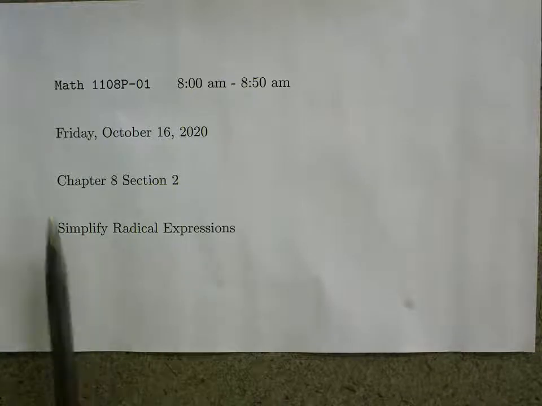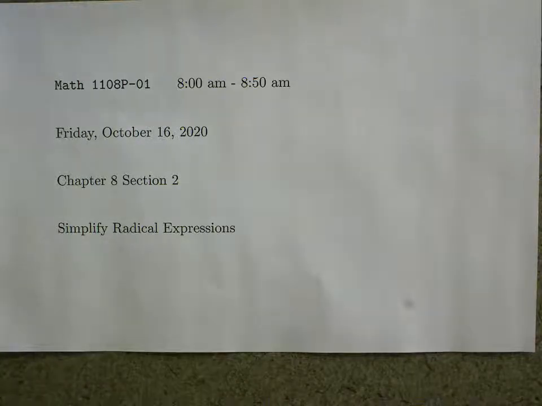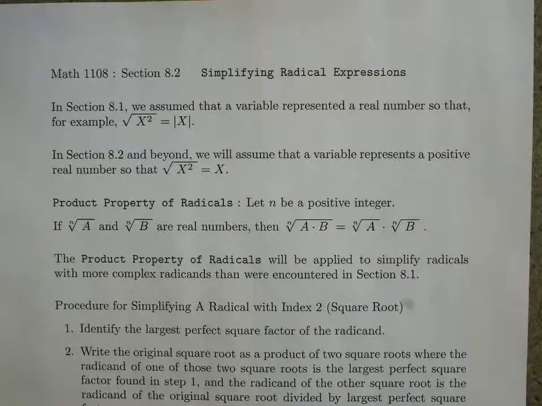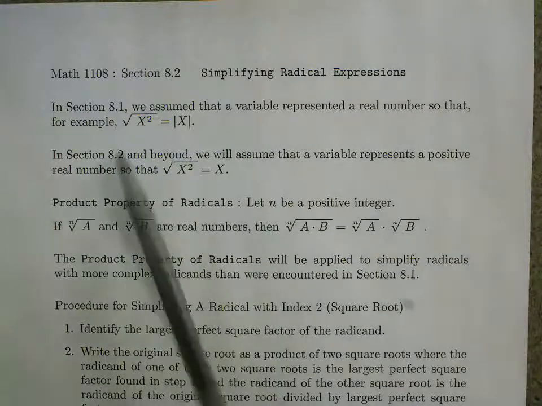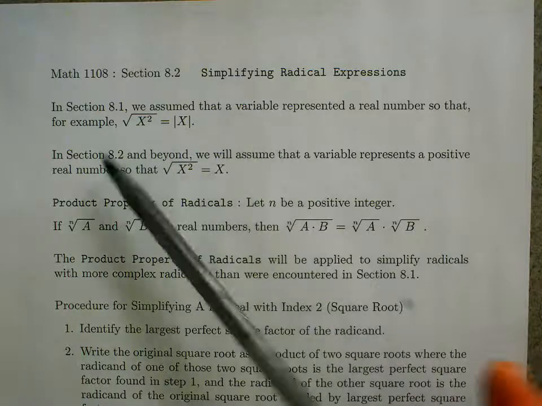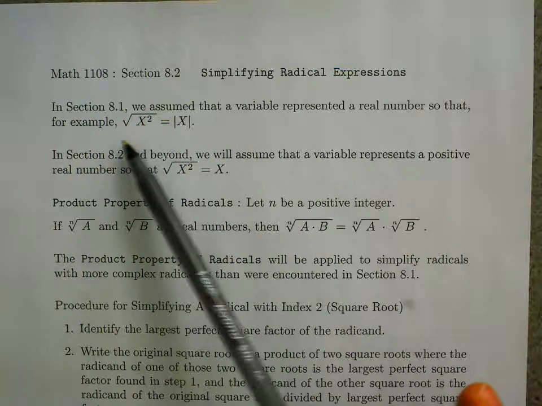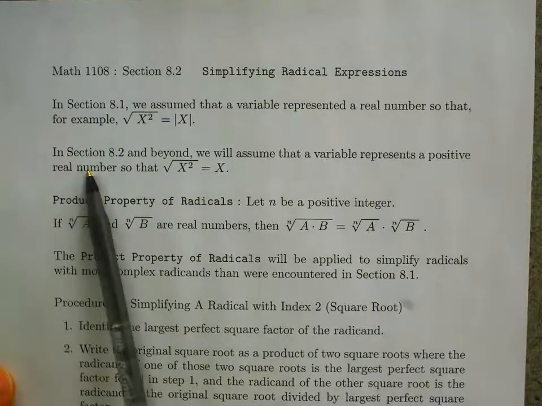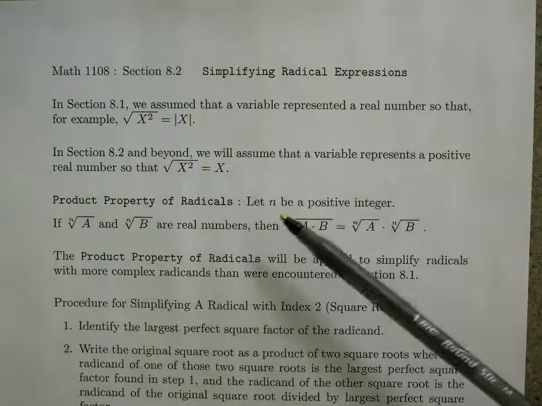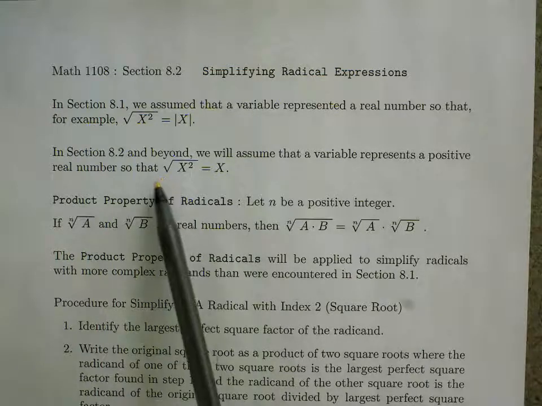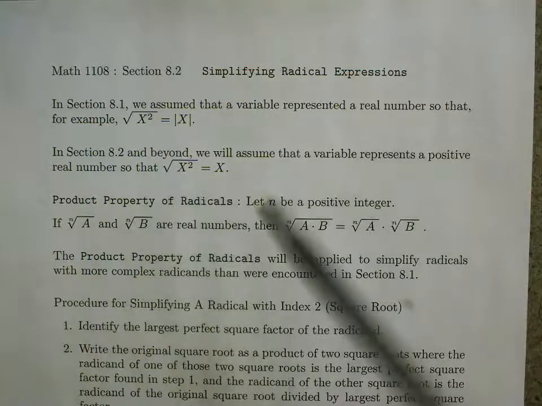Today we'll be in Chapter 8, Section 2, Simplifying Radical Expressions. In Section 8.1, we assumed that a variable represented a real number so that, for example, the square root of x squared equals the absolute value of x. In Section 8.2 and beyond, we will assume that a variable represents a positive real number so that we can write the square root of x squared equals x without the absolute value symbols.